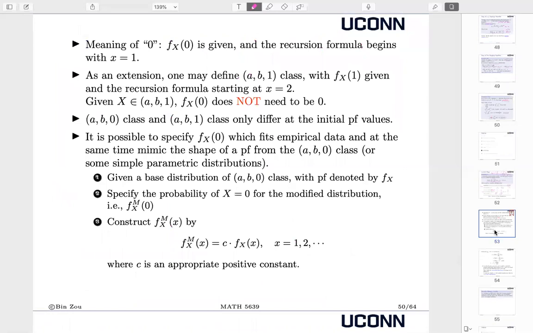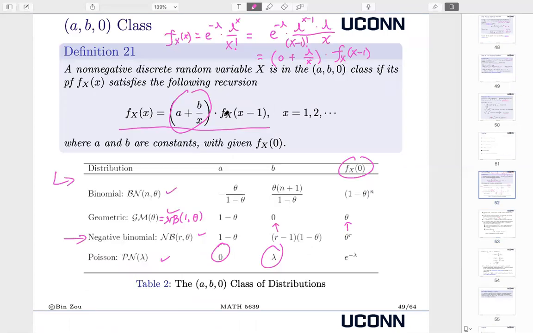So a few remarks. Only the last one is important. Here we call this AB0. That's because in this definition, the recursive formula starts with 0. On the right-hand side, your x can start from 1. So the first value we have is actually f(0). So the only information we need is the starting value. That's why in this table, I give you the initial value at 0. Once I know the initial value at 0, and I know the values for A and B, I can use this recursive formula to derive any value I would like to. So that's why it's called the AB0 class, because here we need A, we need B, and we need the probability function at 0.